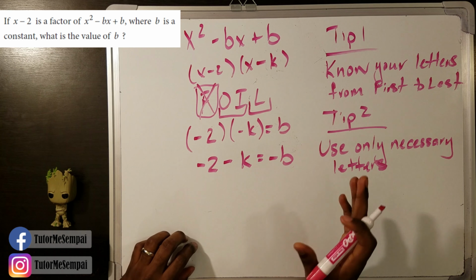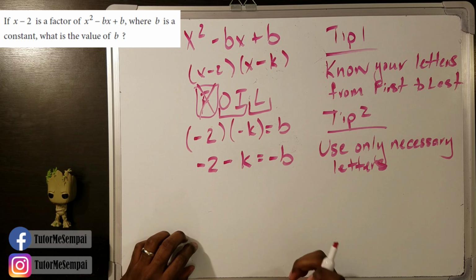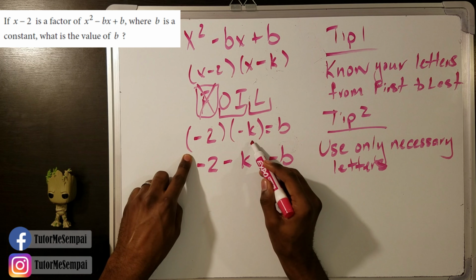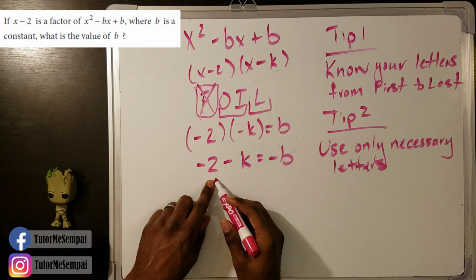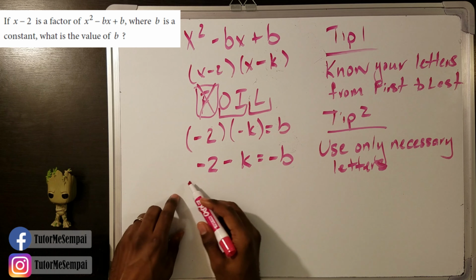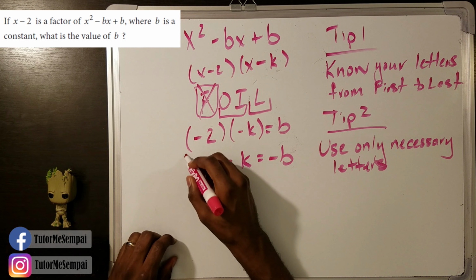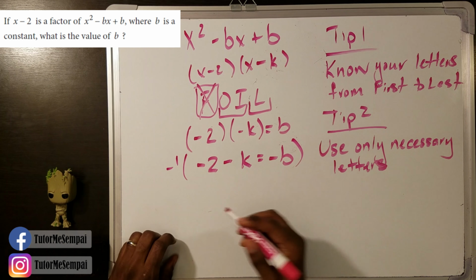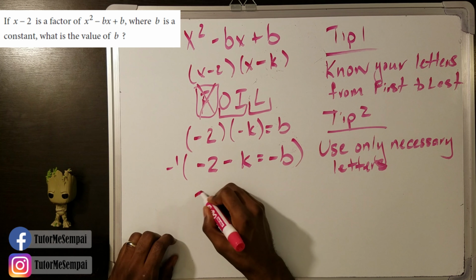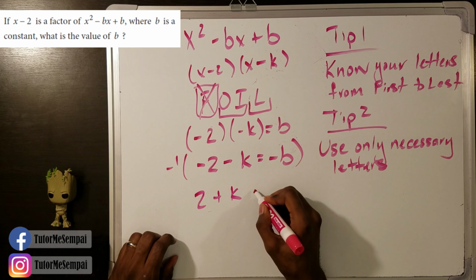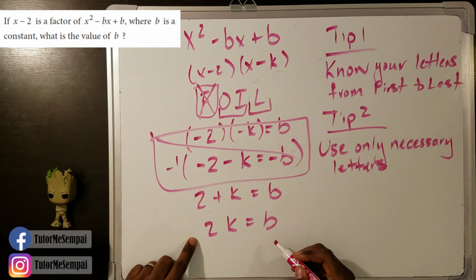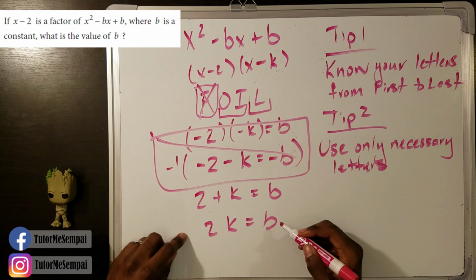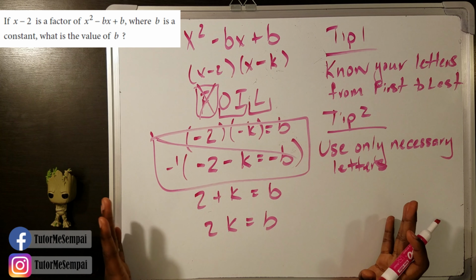But if you notice something, you can save a little bit more time. Here you have 2 times a constant equals b. And here you're saying 2 pretty much plus another constant because everything is negative. You can actually multiply this whole thing by negative 1 and not change anything. So let's say we did that. We have 2 plus k equals b. We already said this is equivalent to what we just had, but everything is positive now.